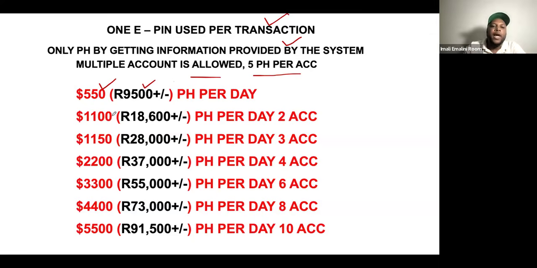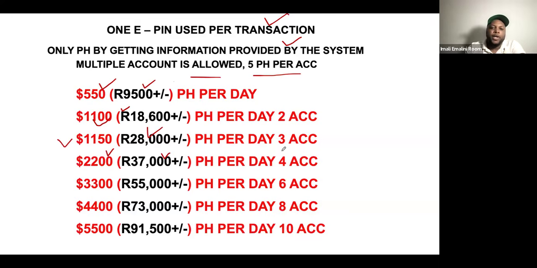And of course, if you look at $1,100, that is 18,600 in rands. You can PH as you wish. And of course, if you look at $1,500 or $1,650, you can now PH, that means in ZAR, that is 28,000. And when you look at $2,200, that is 37,000 in rands plus or minus.